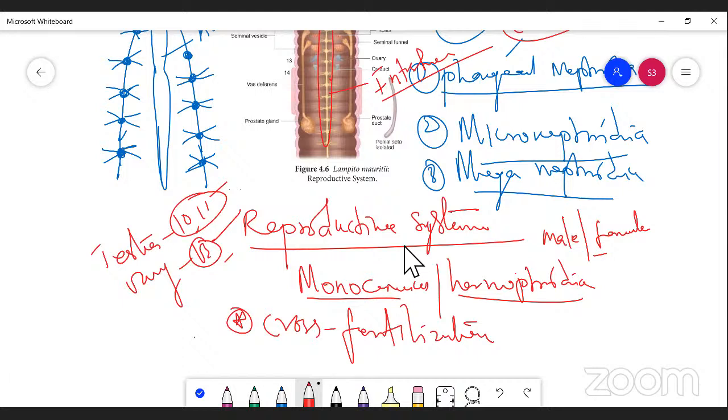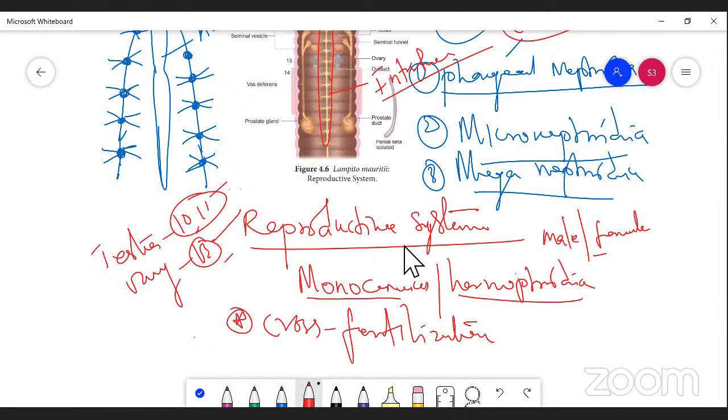The earthworm contains three different types of excretory cells, I mean nephridia. What are the three types of nephridia found in the earthworm? Pharyngeal, micronephridia, and meganephridia. Yes, good. You answered very well, but speak clearly, one by one.